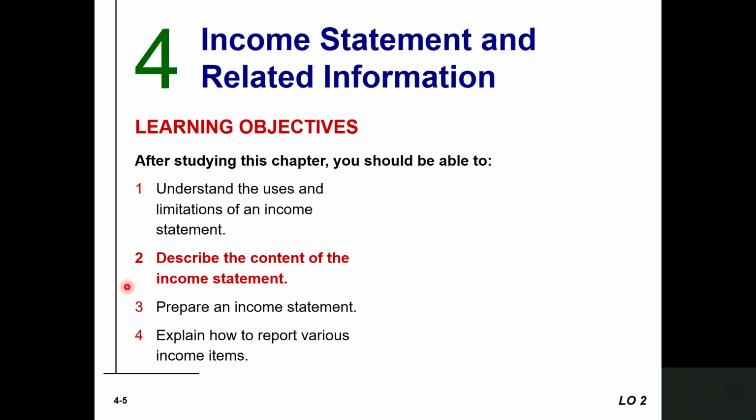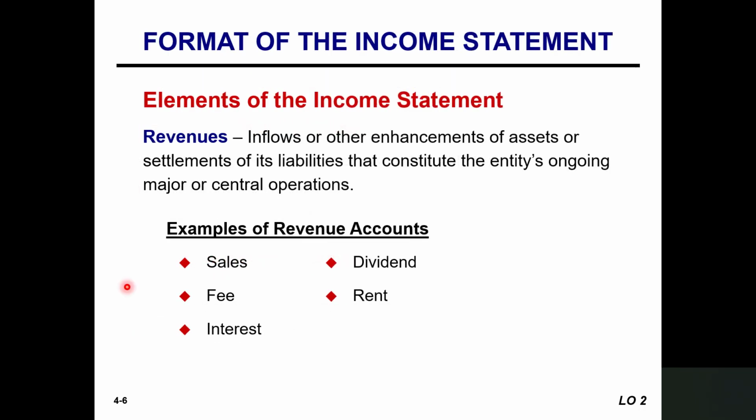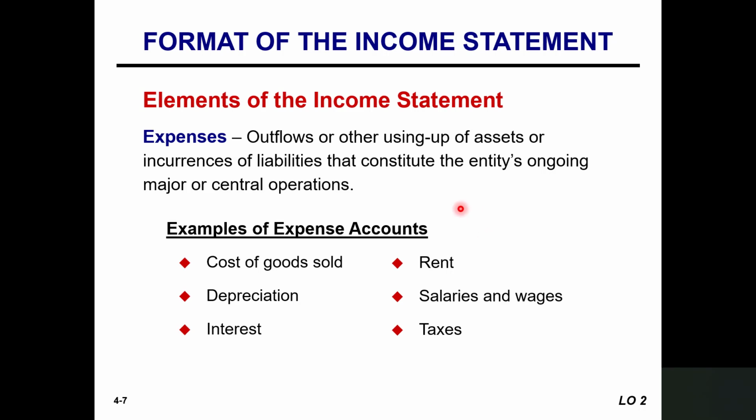So, describing the content of the income statement. The elements of the income statement: revenues are inflows, other enhancements of assets, or settlements of liabilities that constitute the entity's ongoing major or central operations. Examples of revenues can be sales, fees, interest, dividends, and rent. Expenses are outflows or other using up of assets or incurrences of liabilities that constitute the entity's ongoing major central operations. Examples are cost of goods sold, depreciation, interest, rent, salaries and wages, and taxes.